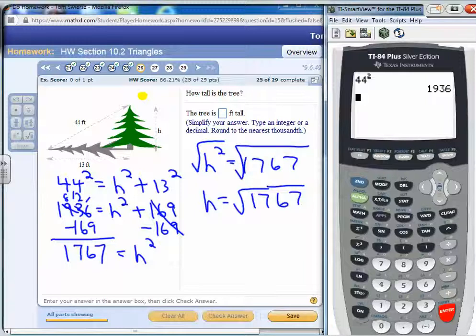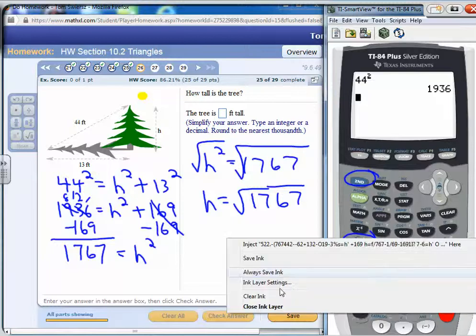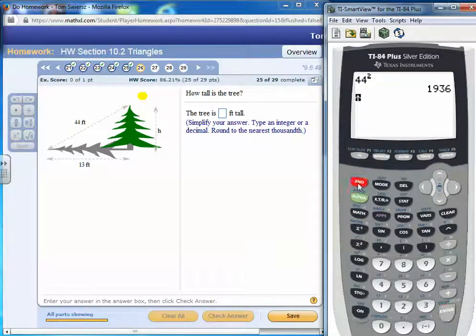Okay? So again, second x squared will give us the radical, and then we can put in 1,767, the square root, to get the height of the tree. All right, so using our calculator, second x squared, 1,767. All right.